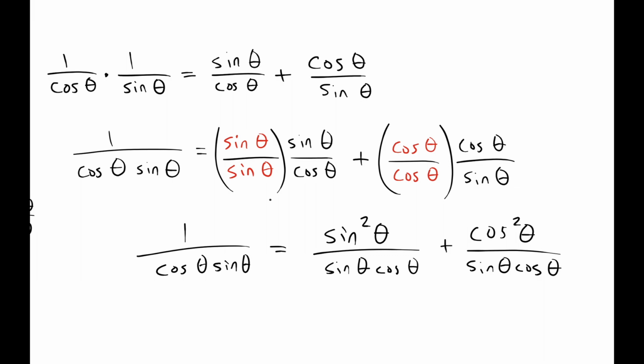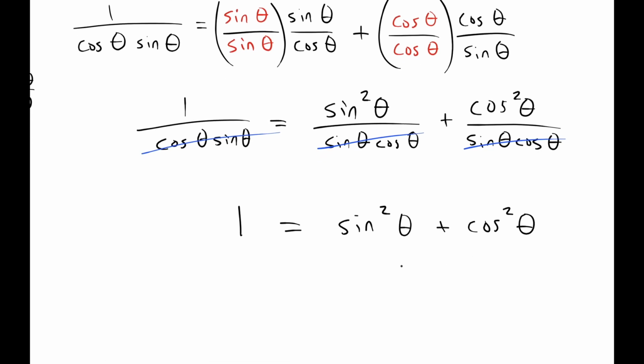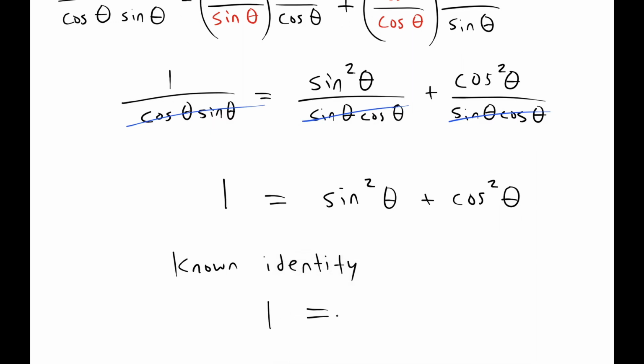Okay, so whenever we have a common denominator like this, where every term has that same denominator, we can actually remove those denominators. And we get it down to this. And this actually is a known identity. Sine squared theta plus cosine squared theta is equal to 1. So we have 1 equals 1.